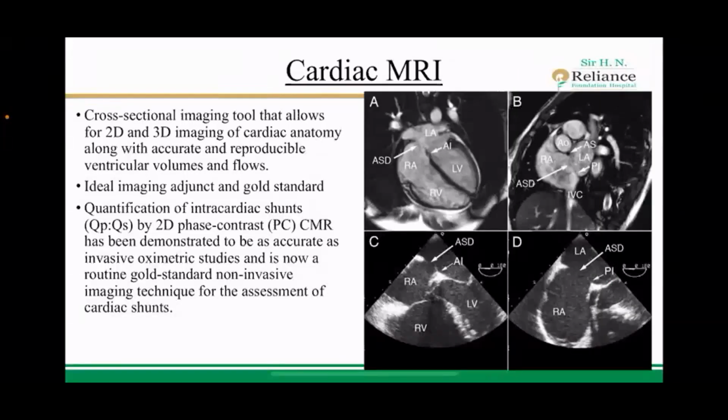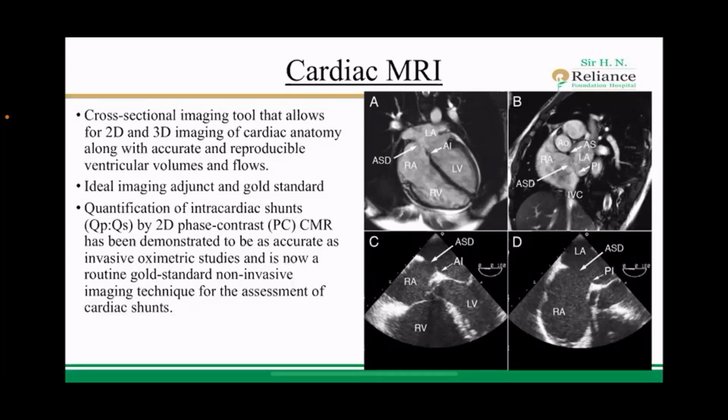Next is cardiac MRI. It's a cross-sectional imaging tool that allows for 2D and 3D imaging of cardiac anatomy, along with accurate and reproducible ventricular volumes and flows. So it's becoming more and more popular. It's an ideal imaging adjunct. It gives good imaging. It's one of the gold standards now amongst the non-invasive methods.